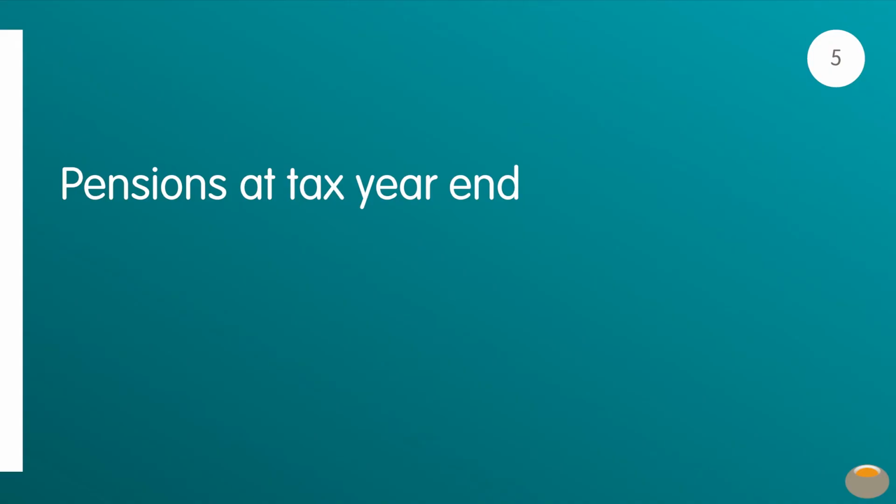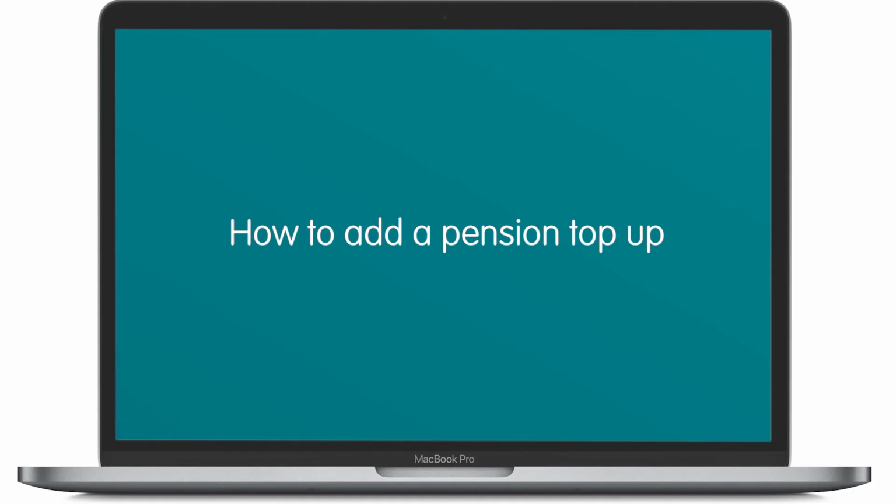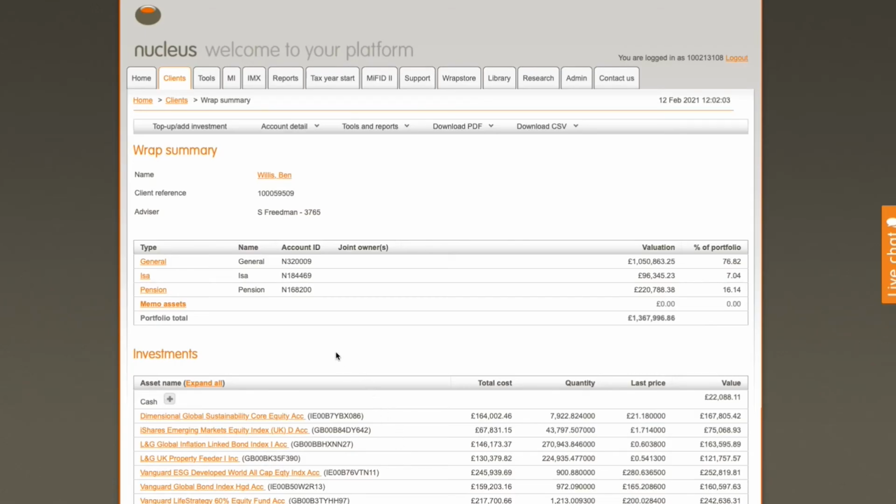In the report section, I showed you how to run a pension contribution report. So now I'll show you how you can add a pension top-up. So once you've logged in, select the client from the search box. Once you're in the client account, go to Top Up, Add Investment.